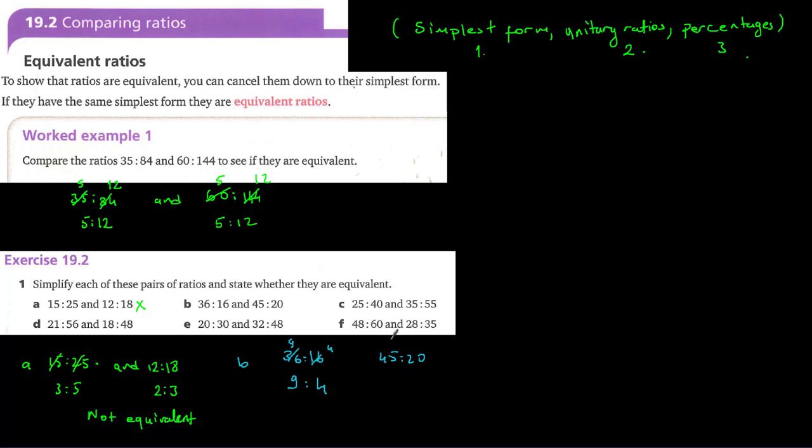And 45 and 20 are both divisible by 5. When you divide 45 by 5, it's equal to 9, and when you divide 20 by 5, it's equal to 4. So the answer: this is 9 to 4, and this is also 9 to 4. So we can say they are equivalent to each other. The other exercises are going to be homework for us.